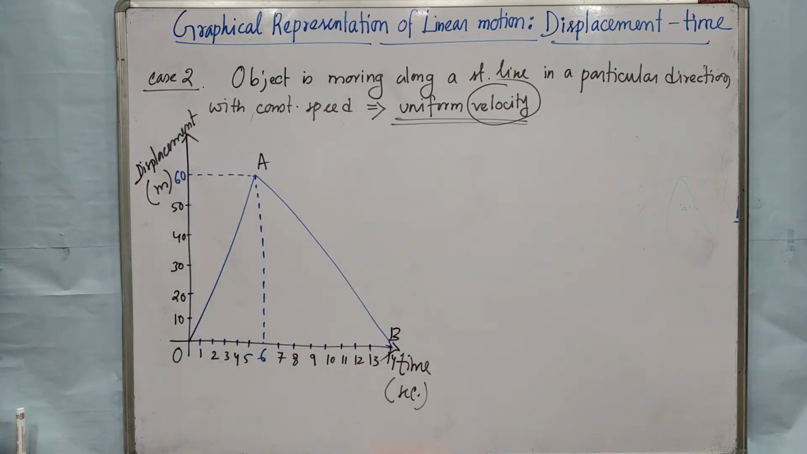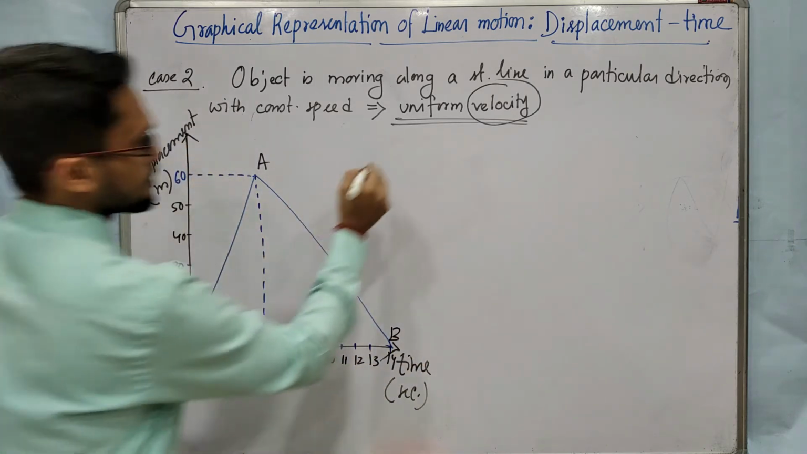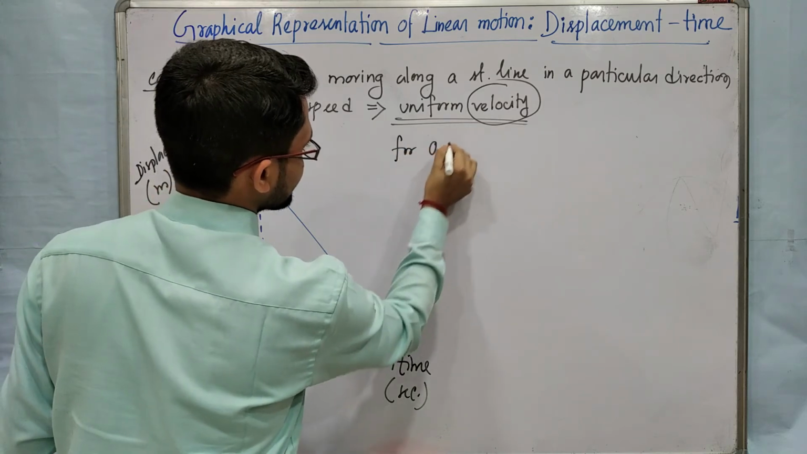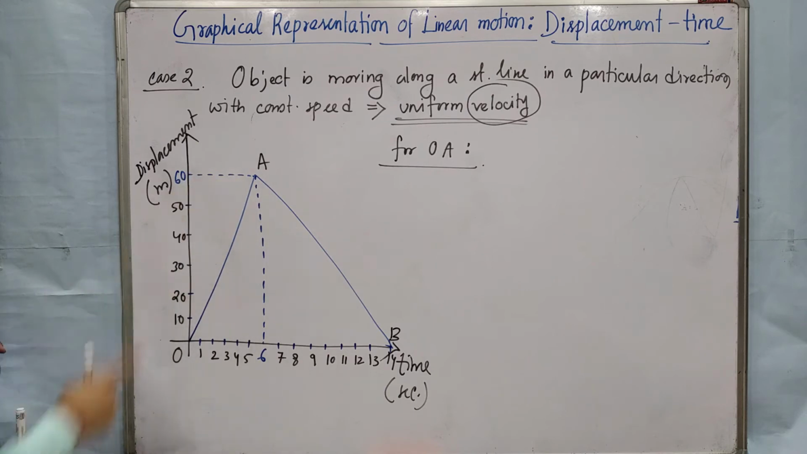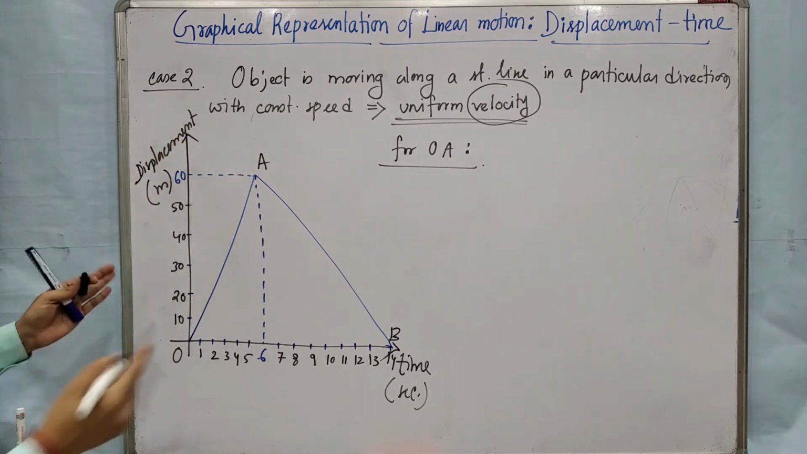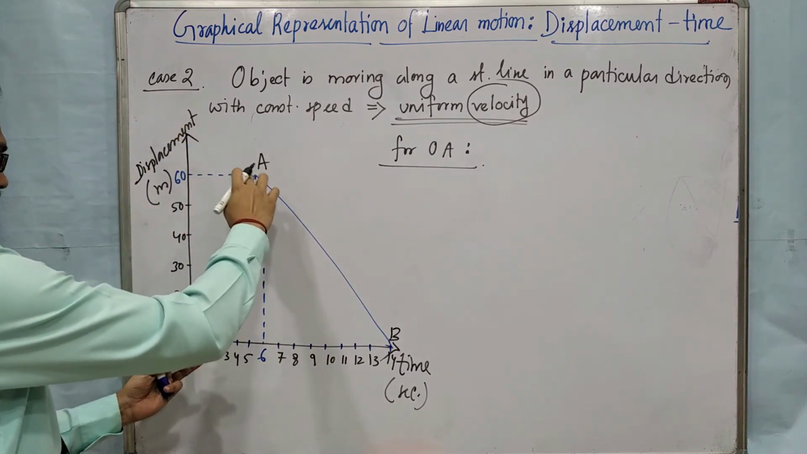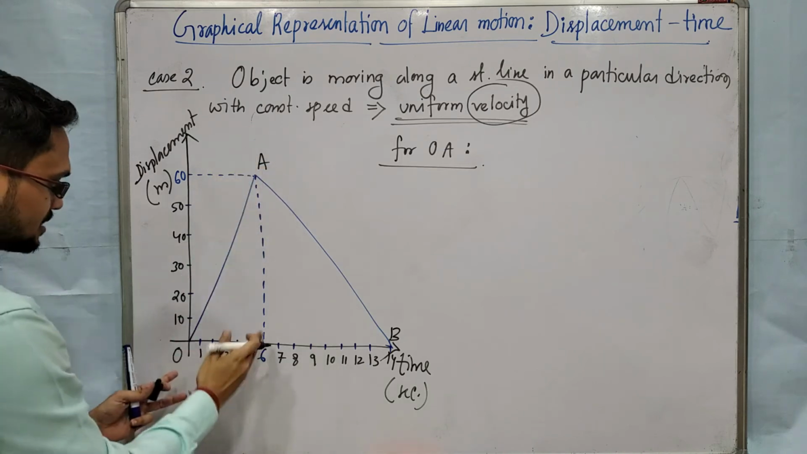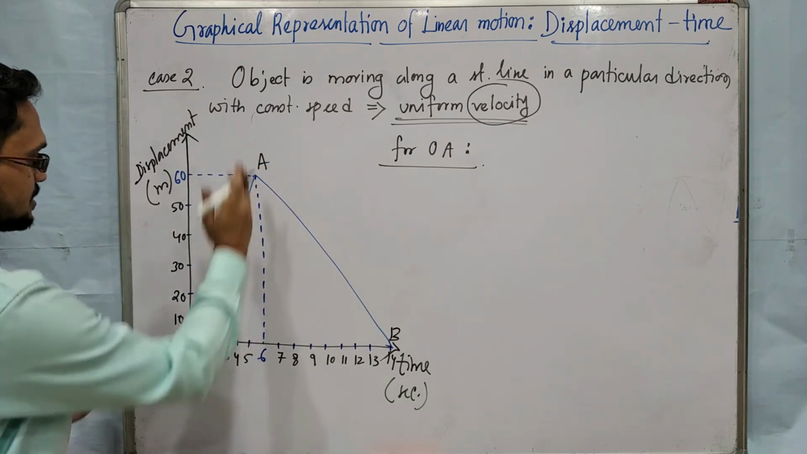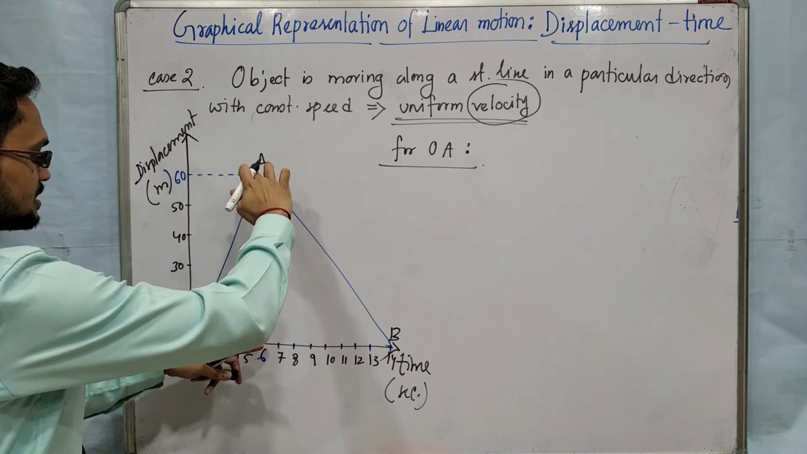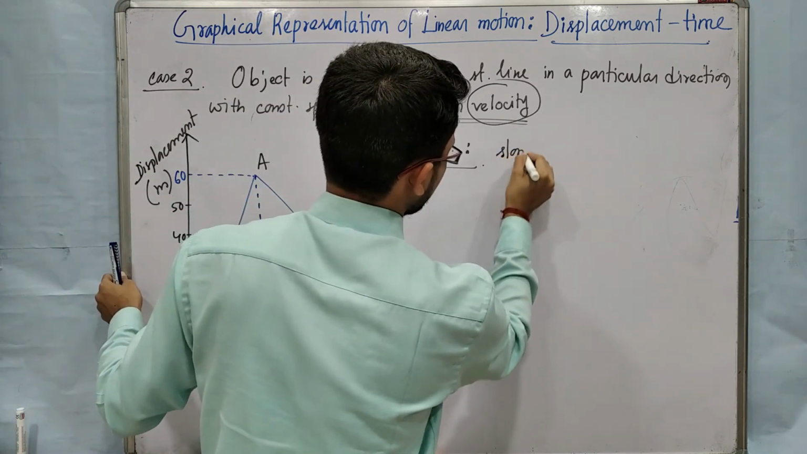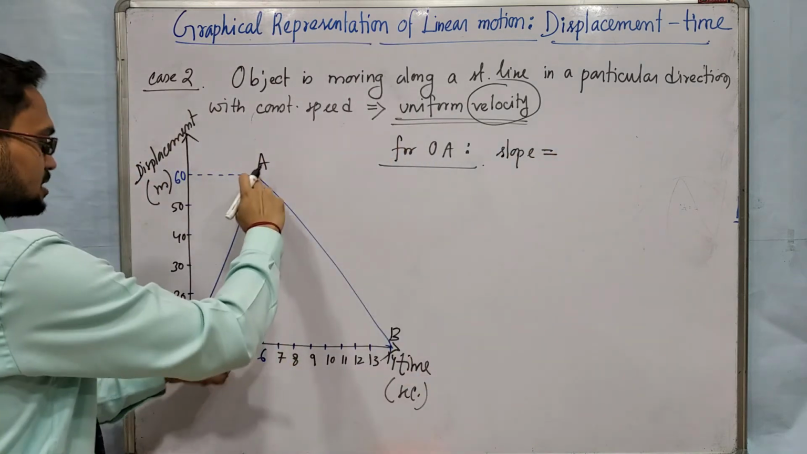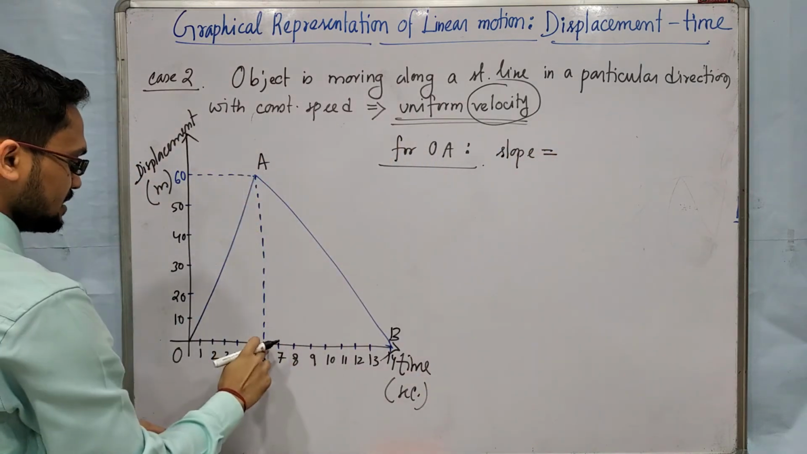So for this graph OA, what is happening? If you calculate the slope for OA, it will be positive. How will you calculate the slope? Take the whole line: this total length is 60, and this part is 6. So slope equals this part, final point minus initial point.